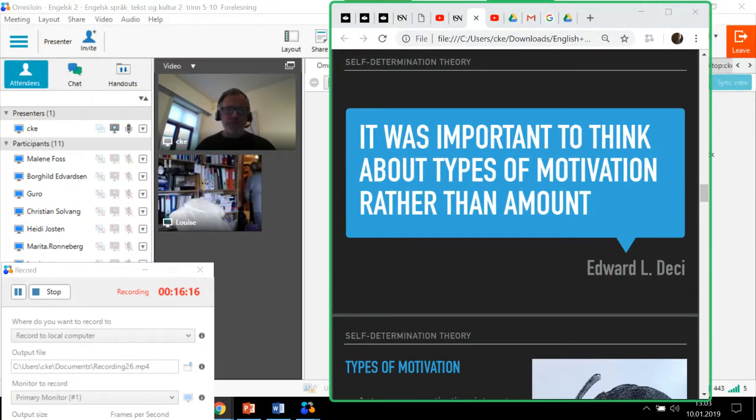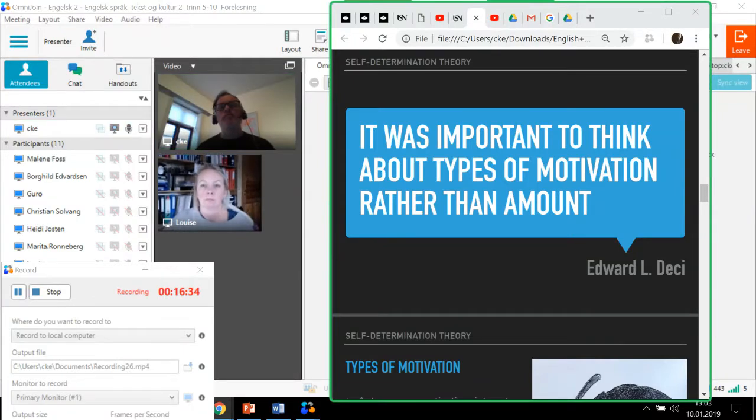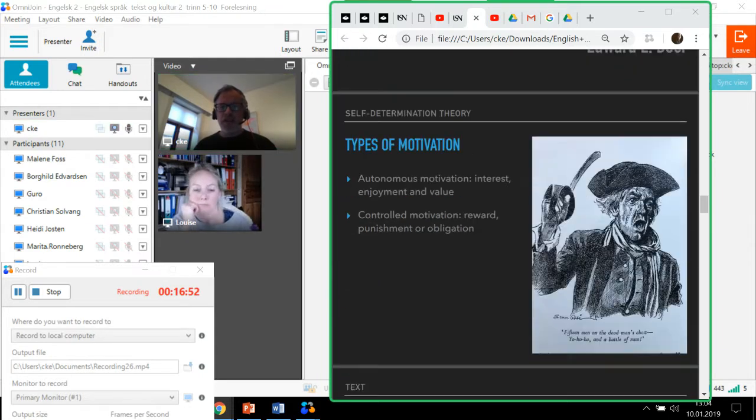DC says it was important, looking back to the beginning of their studies, to think about types of motivation rather than amount. And what he meant was back in the day, back in the 70s and 80s, that motivation was really thought about quantitatively, that you were either more or less motivated, and that was it. What they did is they began to look at it far more analytically and think about it qualitatively. There were different types, and therefore produced a basic typology of motivation.